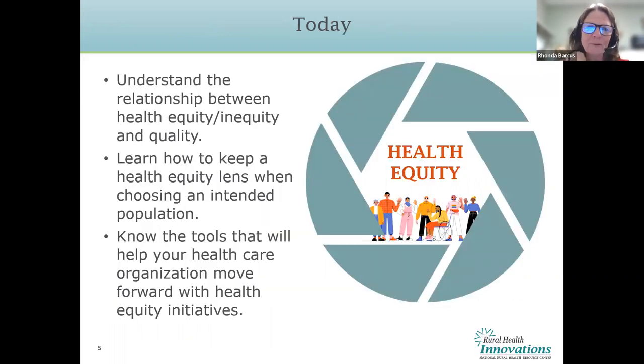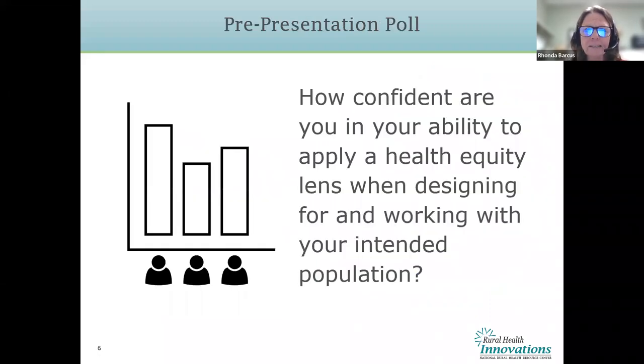Kiana shared a little bit about the agenda for the day. I'm going to kick it off by talking about some of the definitions to make sure that we're all on the same page when it comes to health equity, inequity, and especially how that relates to quality and impacts healthcare. Then I'm going to turn it over to Kim Norton. She's going to talk about how to use that lens when you're looking at your intended population for your project. And then she'll pass it on to Deb, who's going to talk about some tools that can help your organization as you are moving forward and using health equity initiatives.